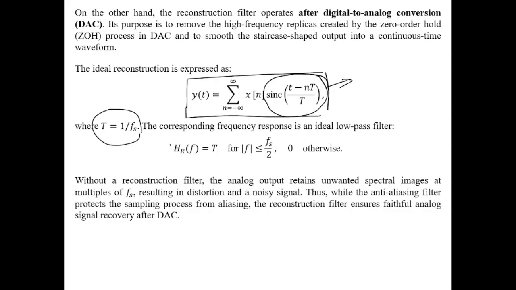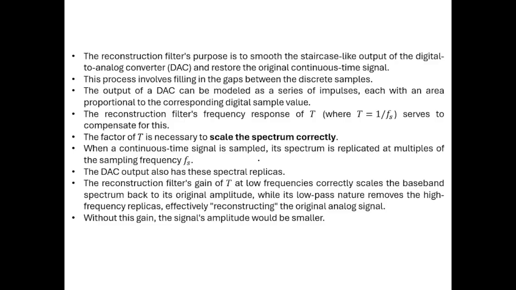And here, in the reconstruction filter, the amplitude of the passband is capital T and it is not 1. In the case of the anti-aliasing filter it was 1, but in the case of the reconstruction filter it is capital T. These are some of the properties of the reconstruction filter, so I am not going through this.